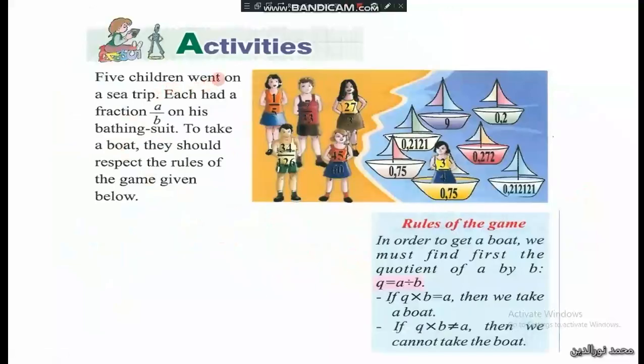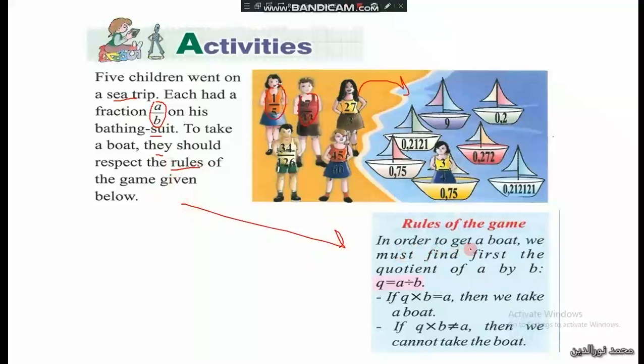So the activity of this lesson: 5 children went on a sea trip. Each had a fraction A over B on his bathing suit. So I have here 5 children who want to go on this sea trip, and each one of them has a fraction on his shirt. Okay. So to take a boat, so that this person can take one of these boats, they should respect the rules of the game. So there's a rule for this game which is given below.